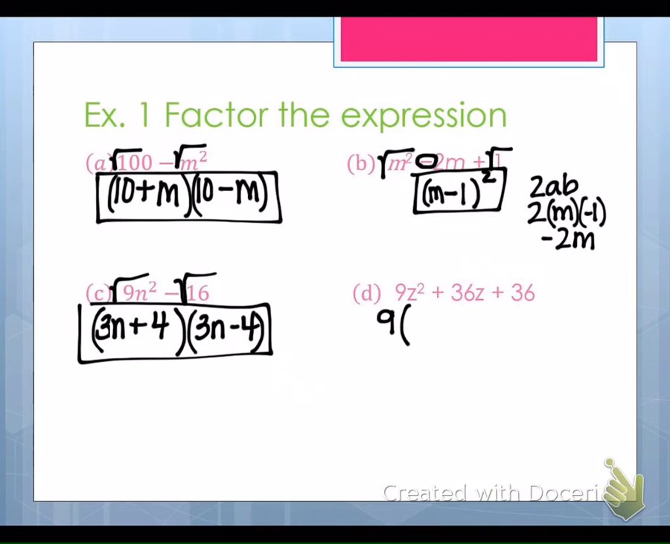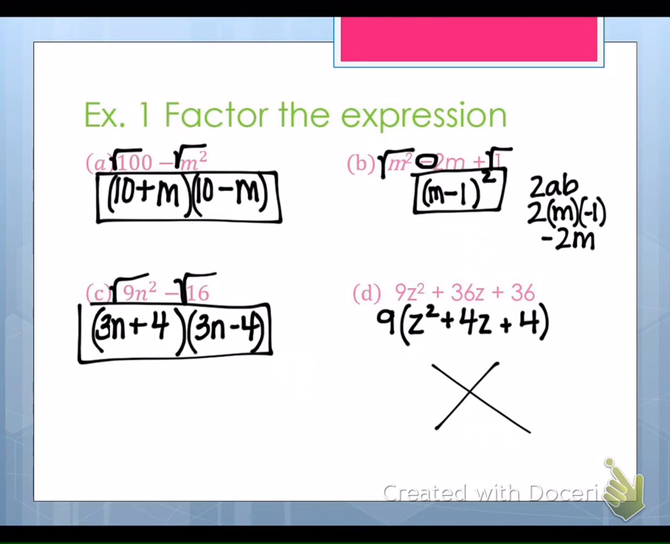All right, 9z squared divided by 9 is z squared. Bring down the plus sign. What's 36z divided by 9? 4z. Bring down the plus sign. And what's 36 divided by 9? 4. Awesome. Now, we've pulled out the GCF, so look at your new trinomial. Is the leading coefficient a 1? Awesome. So normally we go straight to that, but we're going to check for a shortcut first.